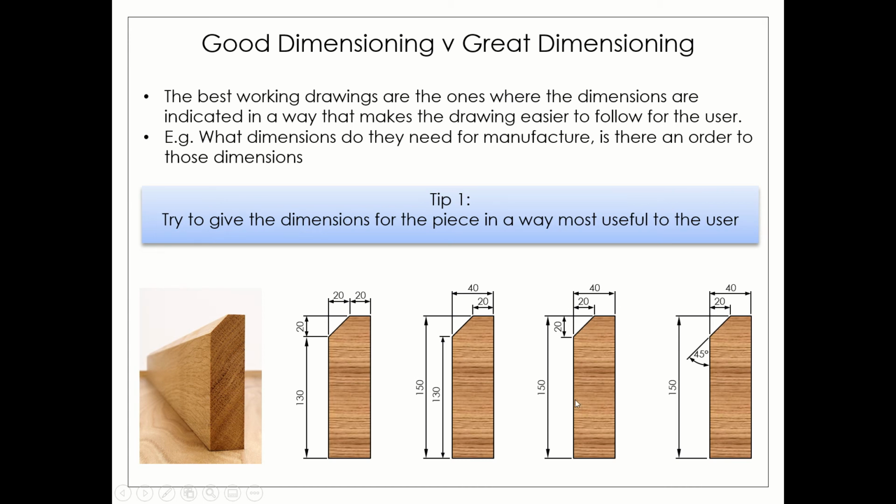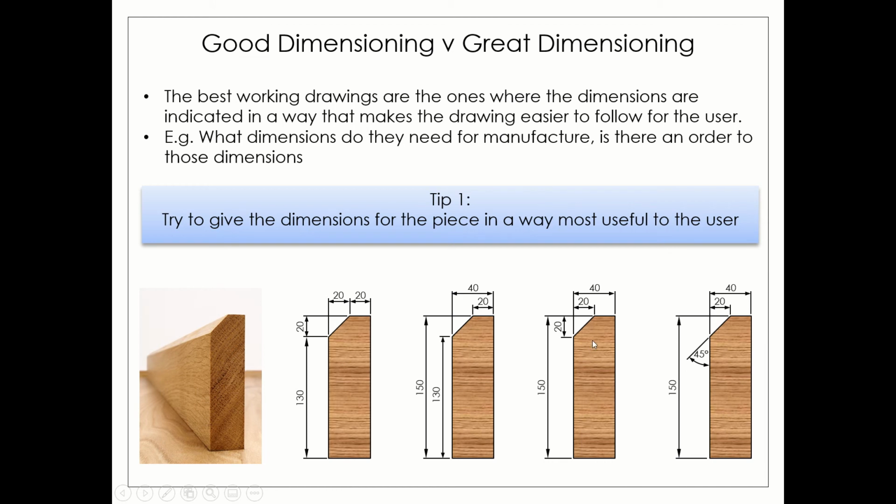So this is much better, particularly if you're using a hand plane to plane off your chamfer. You'll be able to set your marking gauge to 20 millimeters and 20 millimeters and mark the piece and then plane it down. So this will be better than what we have here because it's more useful to the person. They don't have to go subtract 130 from 150. But is that the best way? Well, if you were planing it by hand, it is the best way.